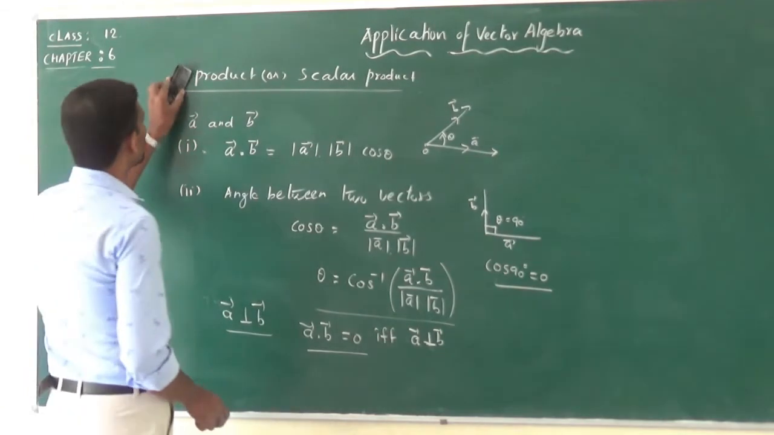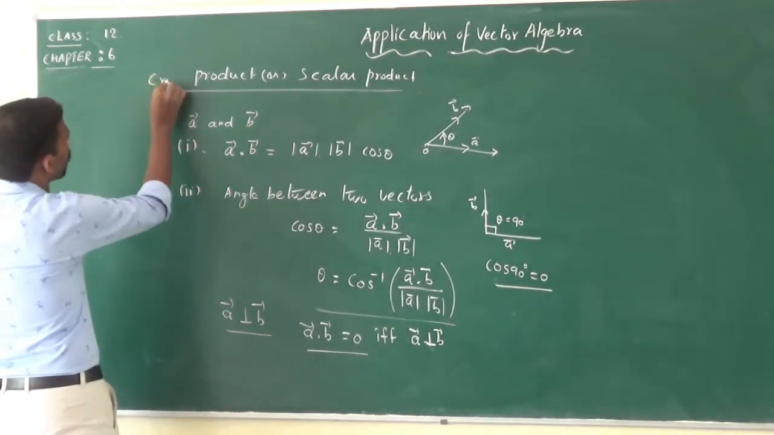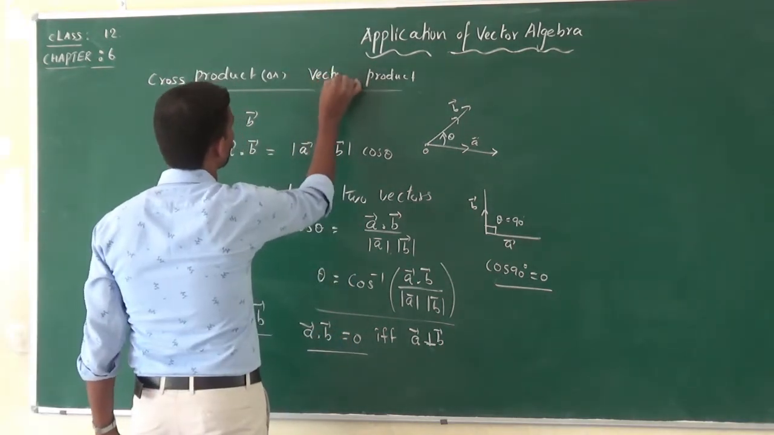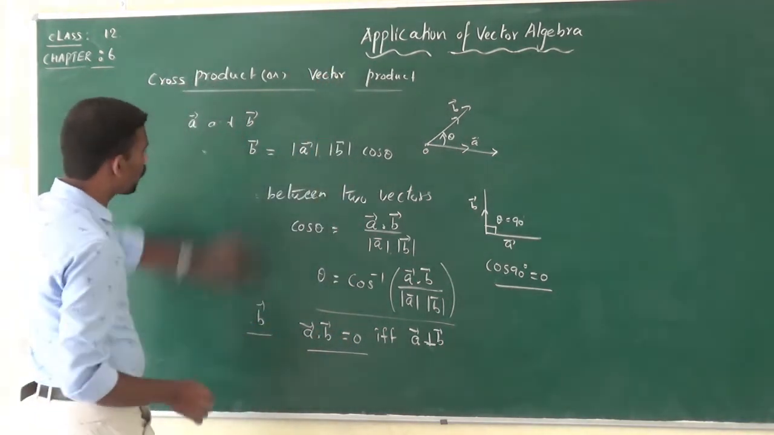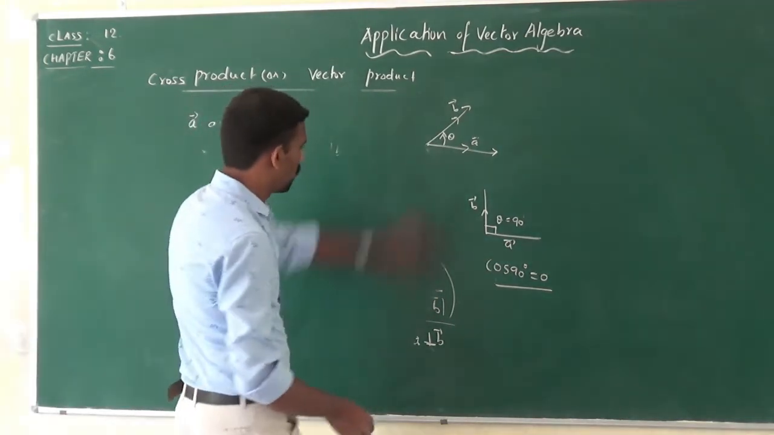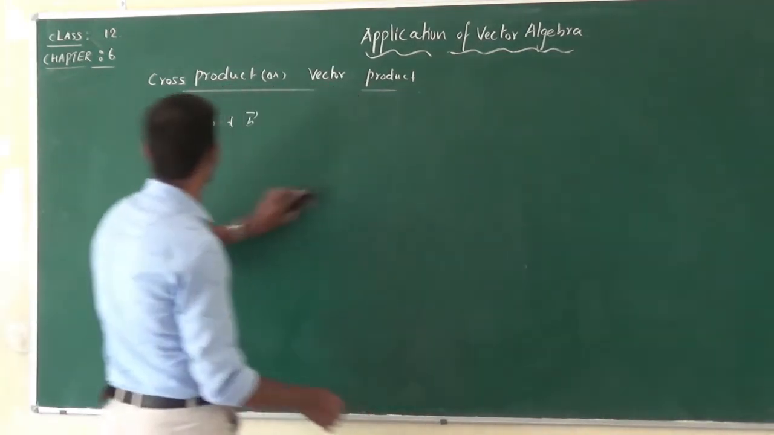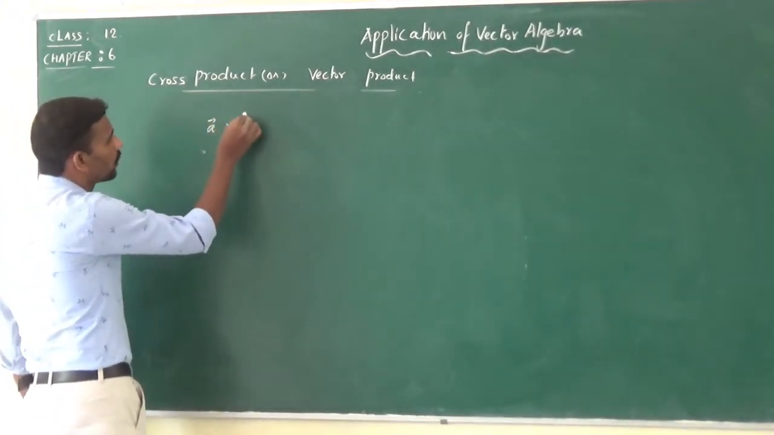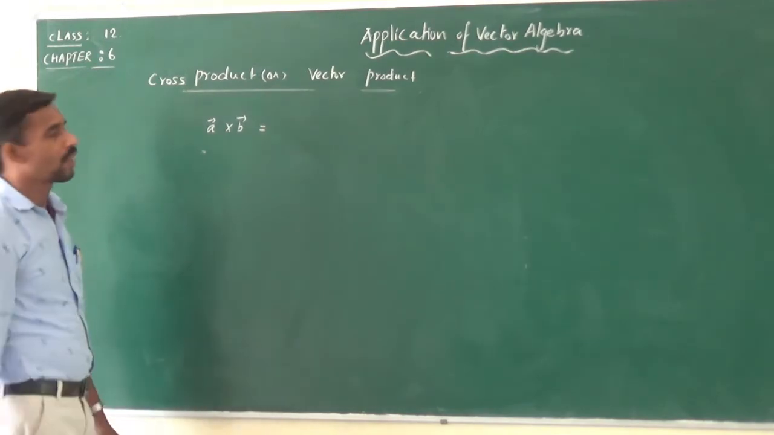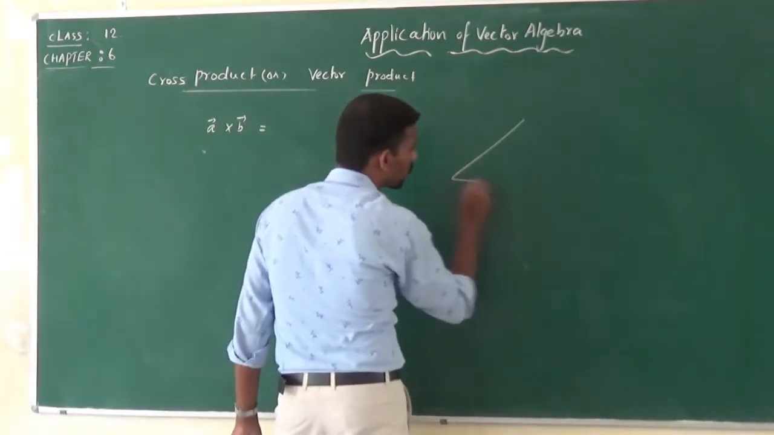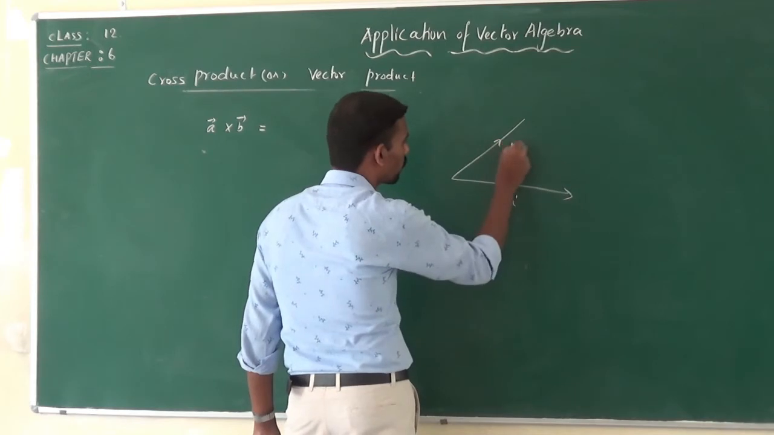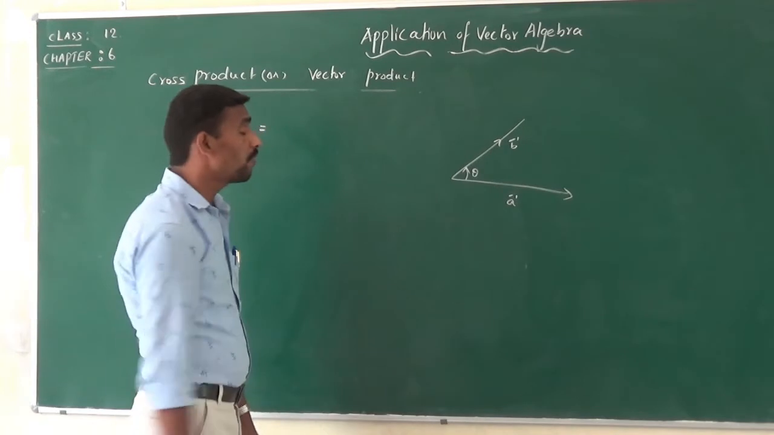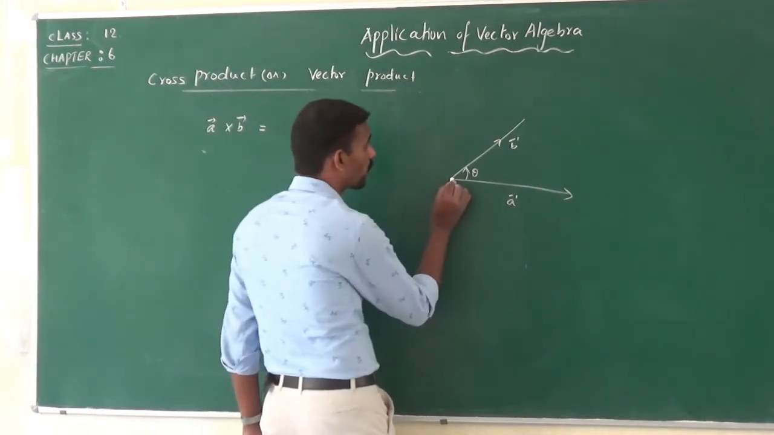Another product is also there. The other product is the cross product, or vector product. Take two vectors, A vector and B vector. Now we want to find the cross product between these two. We can imagine that these are two vectors. This is A vector and this one is B vector, and the angle between these two vectors is theta.